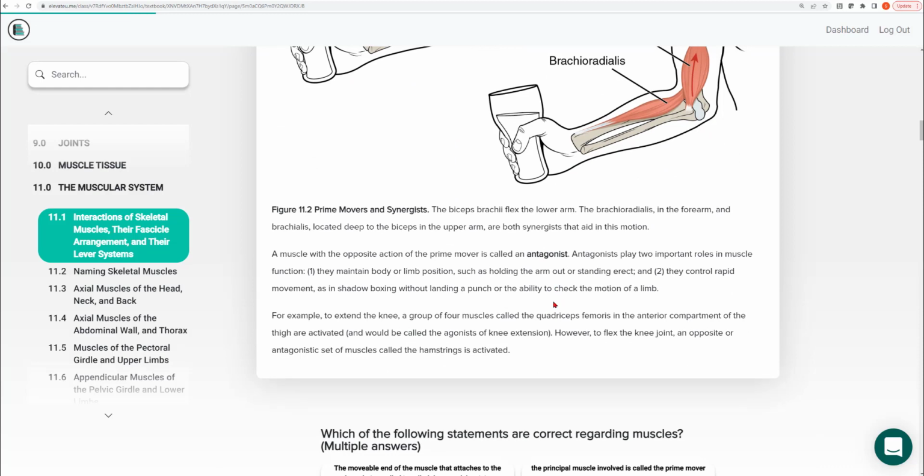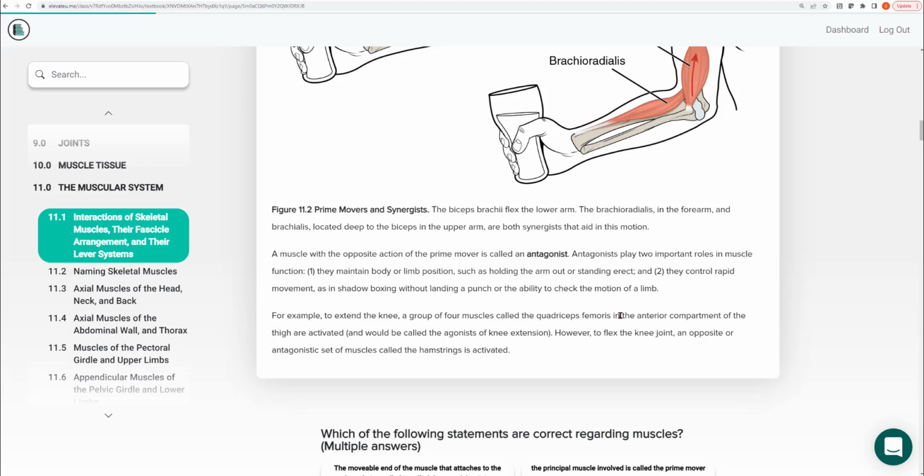The other really common antagonistic group that you're going to be learning about is the quadriceps femoris group that's in the anterior thigh versus the hamstring group, which is the opposing group, and that is in the posterior thigh. So the quadriceps femoris and the hamstring groups are antagonistic to each other.